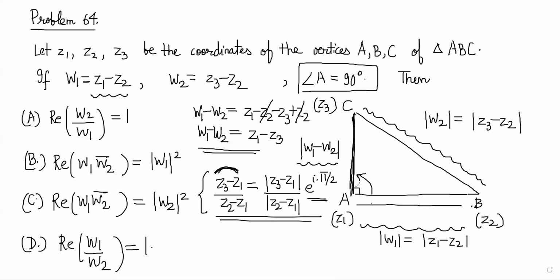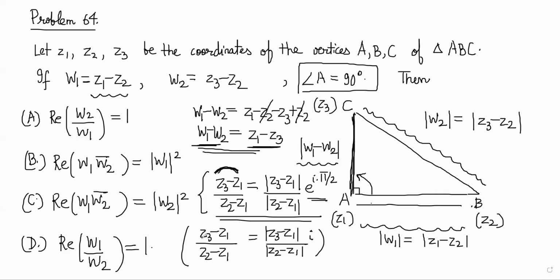Okay, so now e power i pi by 2 is simply i. So you have mod of Z3 minus Z1 by mod of Z2 minus Z1 times i is Z3 minus Z1 by Z2 minus Z1, right? This result tells us that this angle is 90 degrees. Now, if you understand here, Z3 minus Z1 is simply W2 minus W1.